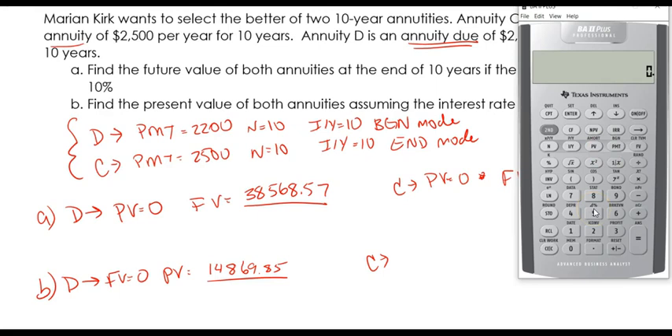So for annuity C, the payment is $2,500 for 10 years at 10%. And the present value is 0 for question A. And I'm going to compute the future value. And I get $39,843.56. Now for part B, it asked me to find the present value, so I would just put a 0 in for future value and solve for present value. And I get $15,361.42.